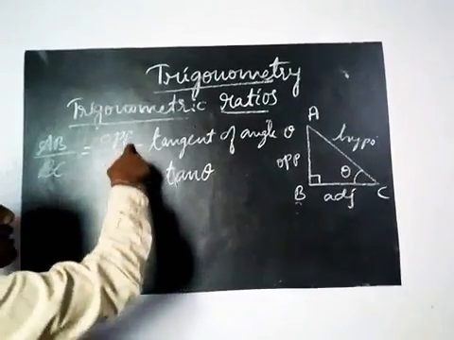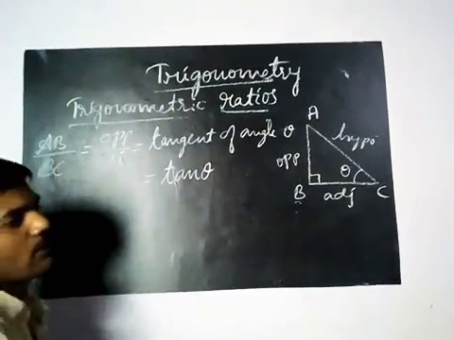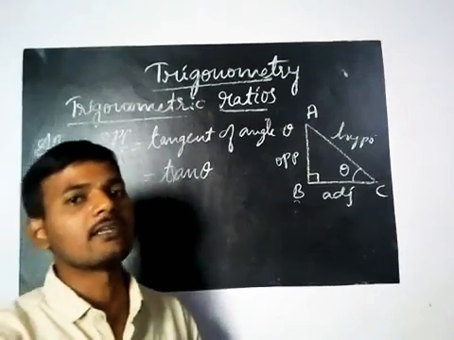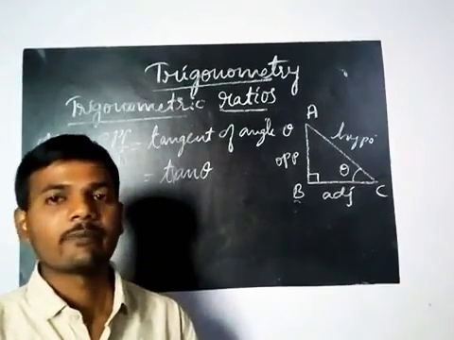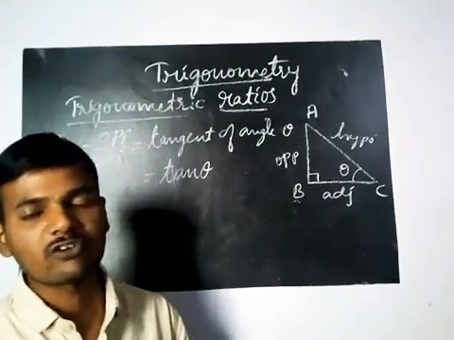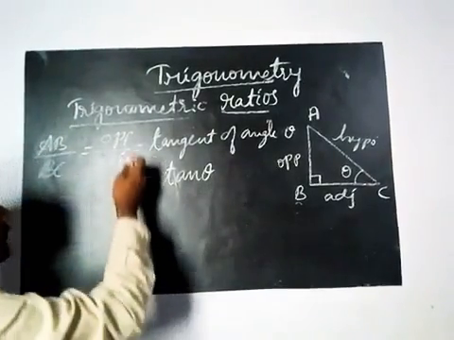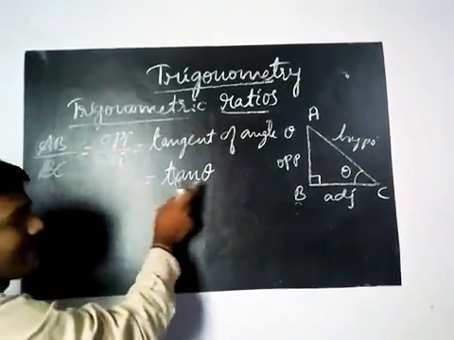We should remember these things, not the ratios as such. The names of the sides, whatever they may be, are changing, but we should remember the names like this. Opposite to the adjacent is tan theta.